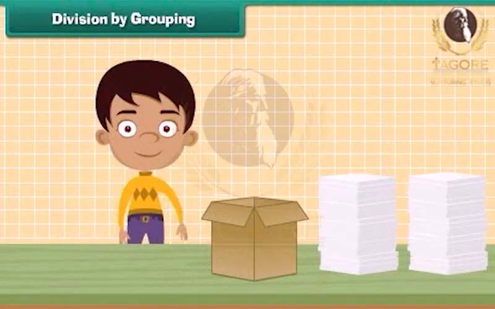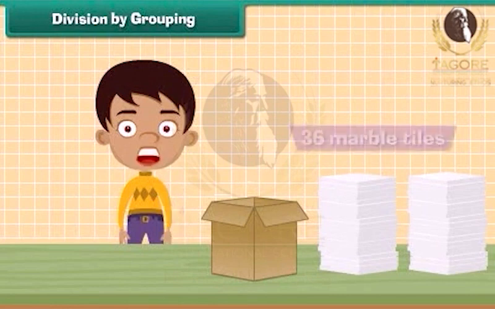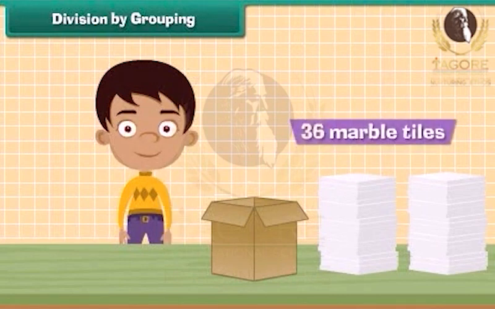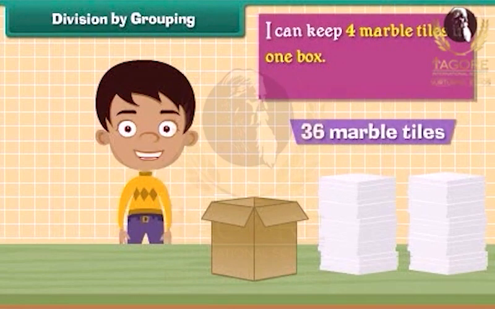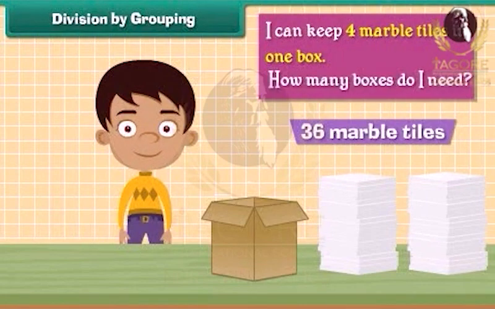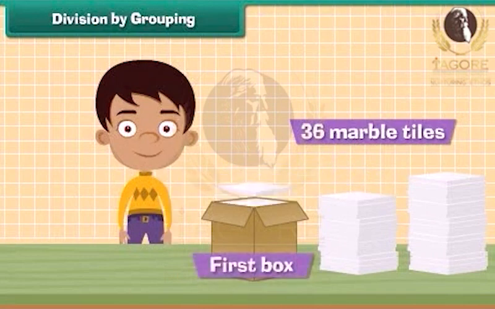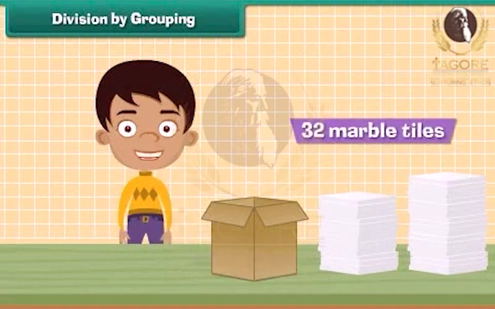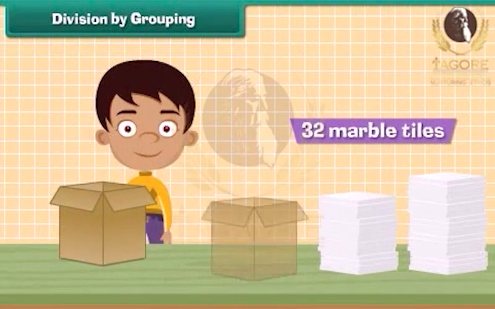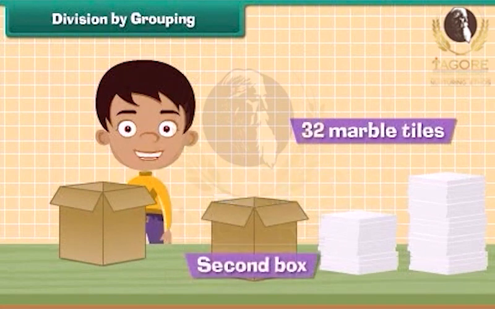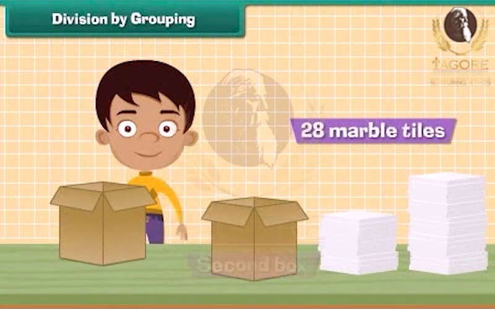Division by grouping. I have 36 marble tiles. I can keep 4 marble tiles in one box. How many boxes do I need? 4 marble tiles in the first box. Here 32 marble tiles are left.